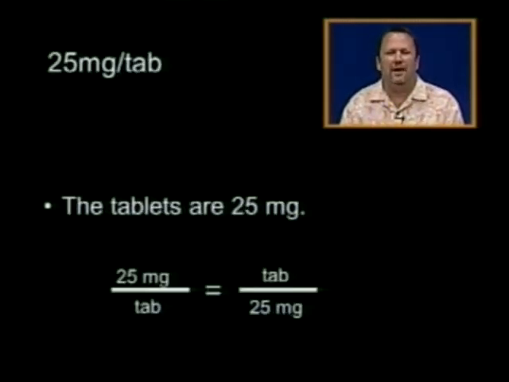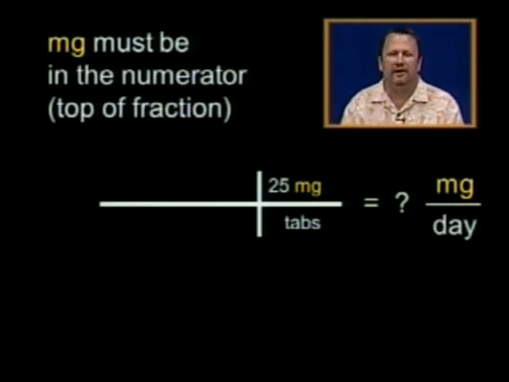And so we write that mathematically like this. 25 milligrams per tab is the same thing as a tab per 25 milligrams. Don't be afraid to turn those terms upside down so we can put the right unit in the numerator. So that's how I come up with 25 milligrams per tab. Now milligrams is in the numerator where milligrams belongs, because milligrams is the numerator of the answer. Milligrams needs to be in the numerator of the fraction when I set this up. So that's where 25 milligrams per tab comes from.